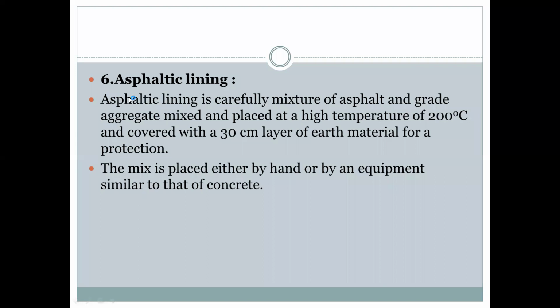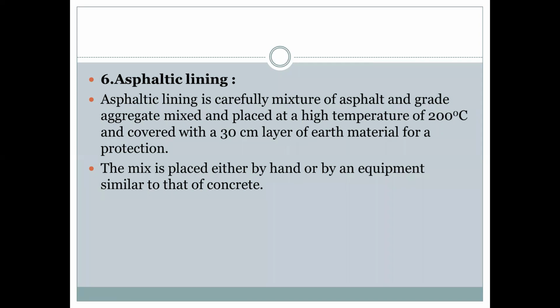After that comes asphaltic lining, in which asphalt is used for lining of the canal. So asphaltic lining is a mixture of asphalt and aggregate. The aggregate and asphalt are mixed together, and they are placed at a high temperature of 200 degrees Celsius.